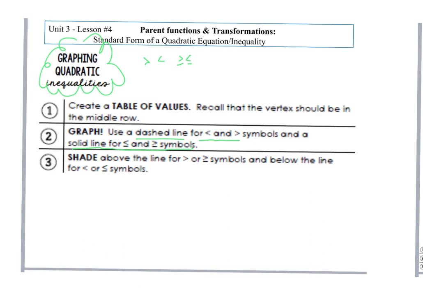For shading, we shade above the line for greater than or equal to. That was the same as absolute value. We shade below the line for less than or equal to symbols. So again, this is very, very similar to when we did absolute value graphs. So we will do a few of these next.